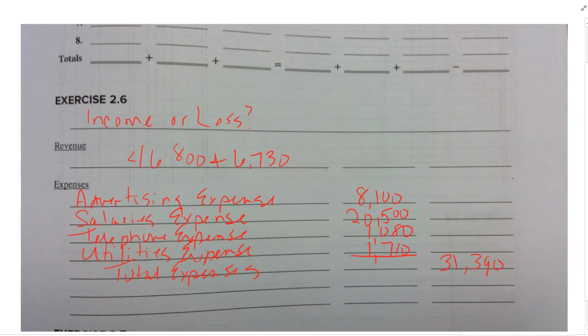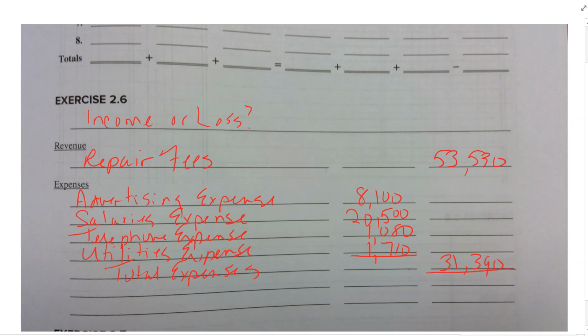Okay, and back up to our repair fees, adding those 2 together should come to 53,530. And we would want to put repair fees, which is the name of our account for our revenue. Okay, so now we have the total of our revenue and the total of our expenses.